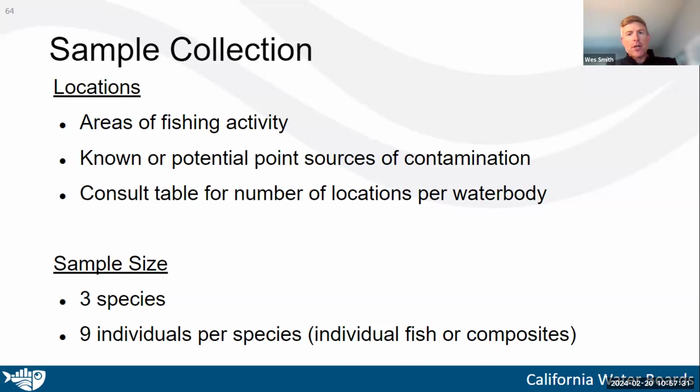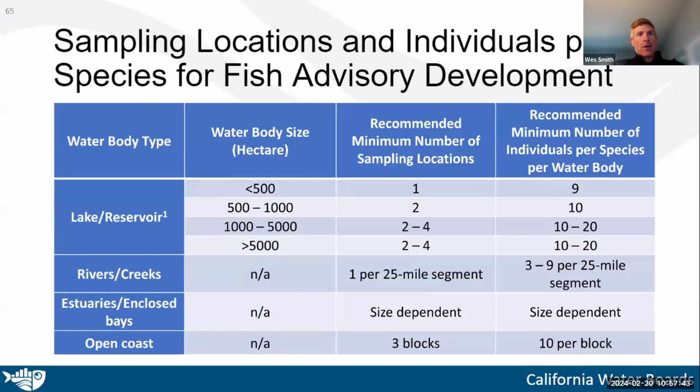And then getting back to Sherry's question, our typical recommendation for a water body of all sizes is 3 species and 9 individuals per species. But staying with some of SWAMP's numbers, we put together this table that corresponds for lakes and reservoirs with those sample sizes. So for a small lake, just as Jay mentioned, we recommend 1 sampling location with 9 individuals. And then for a larger 500 to 1,000 hectare water body, 2 locations and 5 individuals per site. So we've got a total of 10.